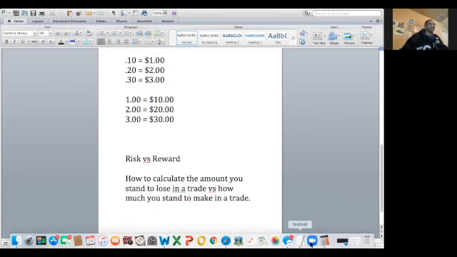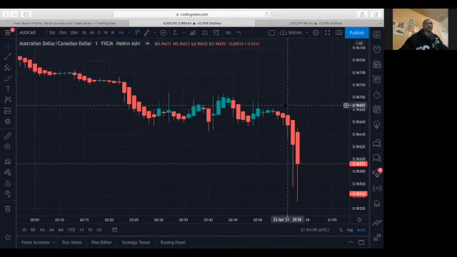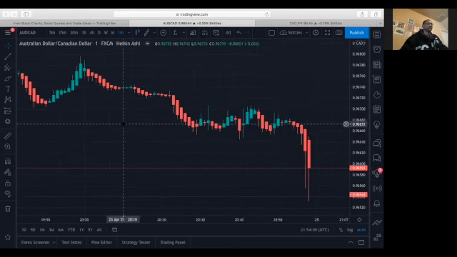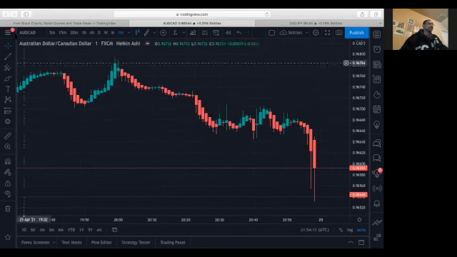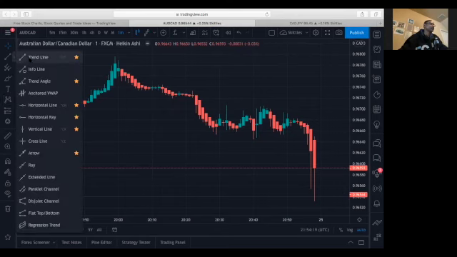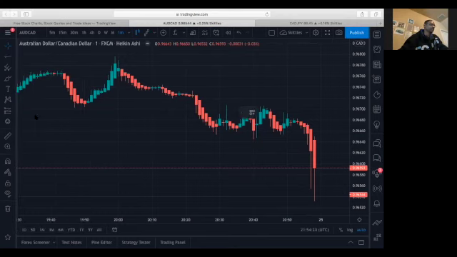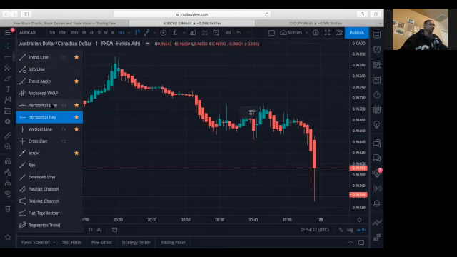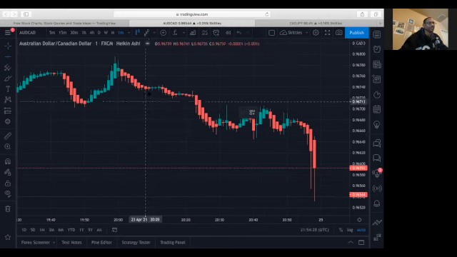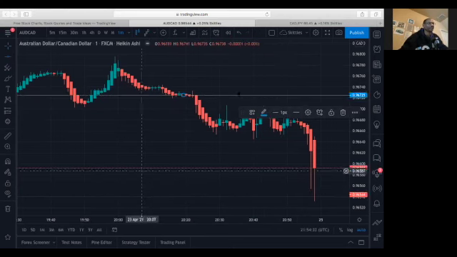Now I'm going to change screens so you can see what I mean. I will be going to an actual chart. Okay, hope you can see my chart. Now this is AUD/CAD, which is Australian dollar versus Canadian dollar. And let's make a couple trend lines. Okay, so let's say that we entered here.